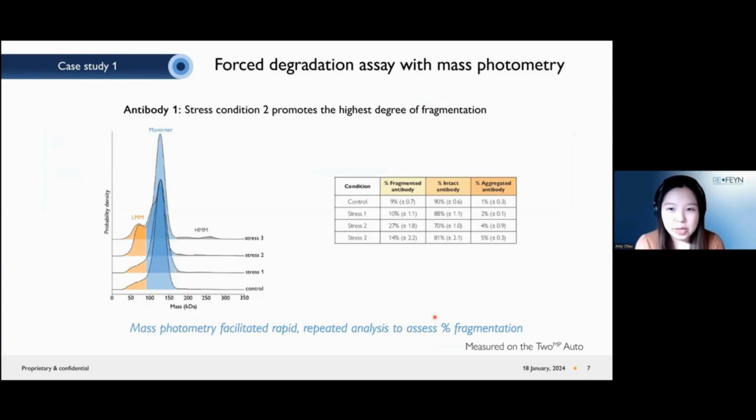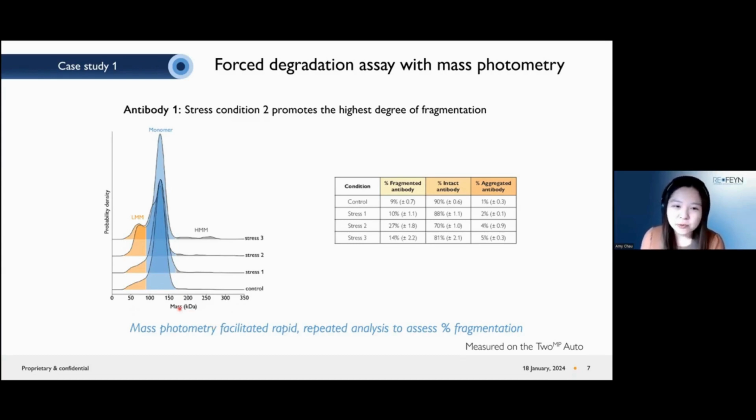So in the first example, we have the mass distribution of each of the stress conditions along with the control. We were not told which of the stress conditions belongs to light, pH, or peroxide, but we can take the histogram profiles and compare the differences of the results against the control sample. The plot here is divided into 3 main areas. The largest peak here that is highlighted in blue is determined to be the intact antibody monomer based on the molecular weight. The region highlighted in orange is considered to be the low molecular weight species, which is likely the fragmented antibody in this case. And the regions that are highlighted in gray on the higher molecular weight ranges are considered to be the aggregations.